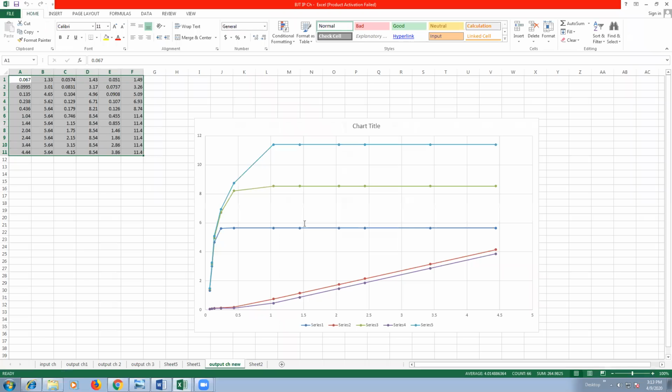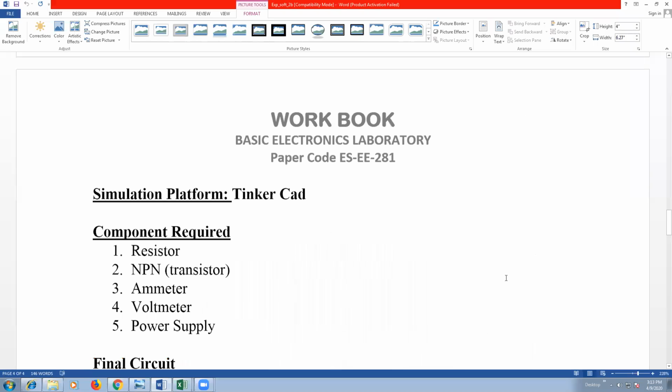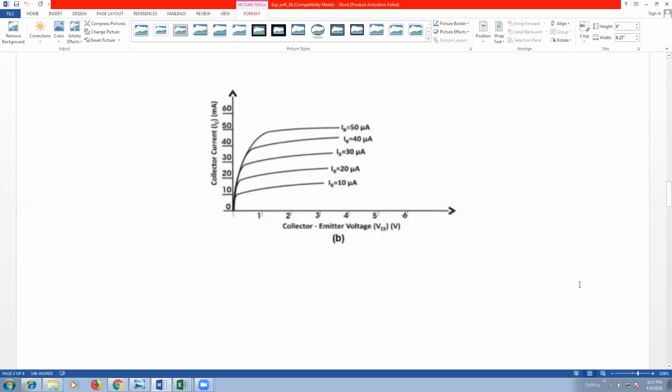In your lab worksheet, there is a graph, the output characteristic of the BJT. On the x-axis there will be the collector-emitter voltage VCE, and along the y-axis the collector current IC. VCE is in volts and IC is in milliamperes. You can see here, for every set of readings for IB of 10 microampere, this is the first characteristic graph.